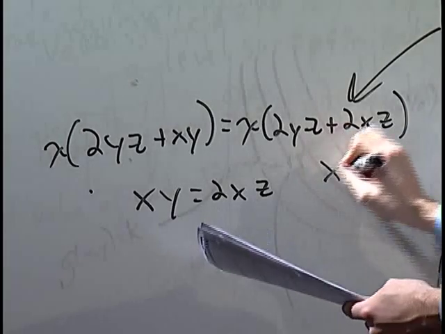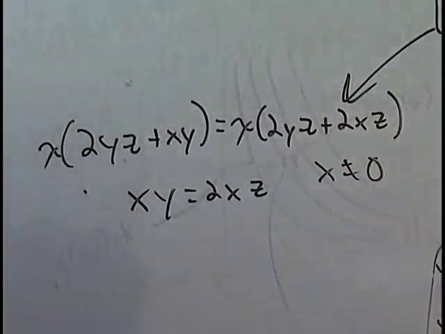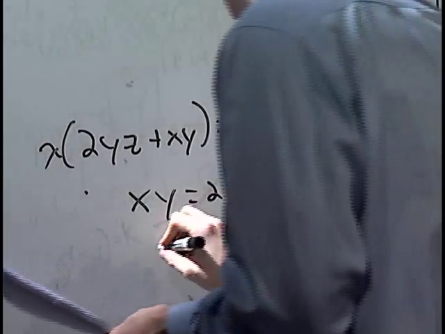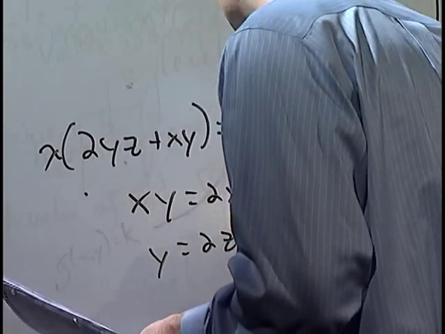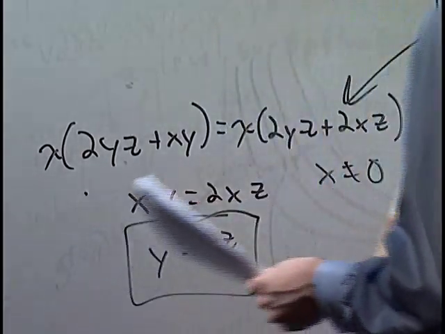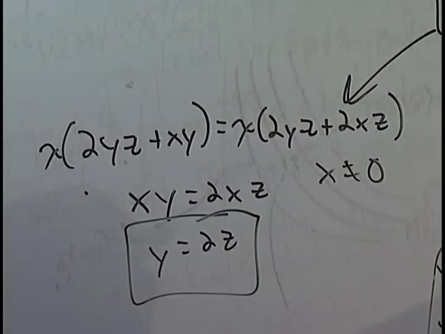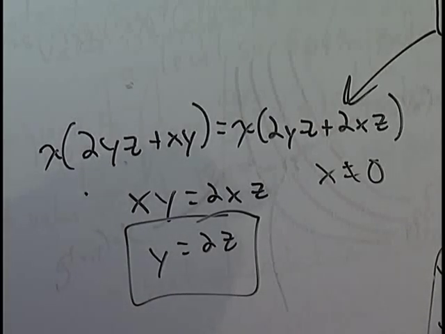What does that tell us? Well, x is not 0. Again, if x was 0, it wouldn't have a rectangular box, it wouldn't have a length on one side, so that's not going to work. So we get y equals 2z. Aha, here we're getting somewhere. So what have we got after all this? We have x equals y equals 2z.